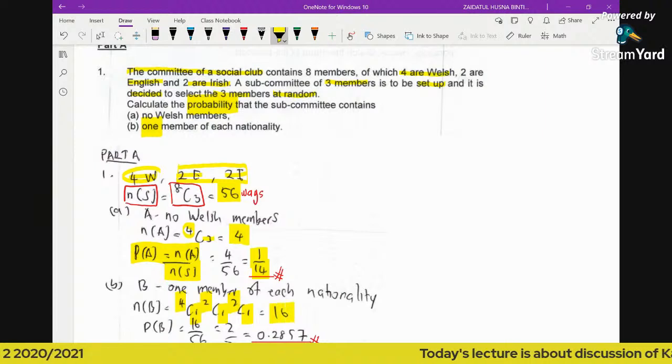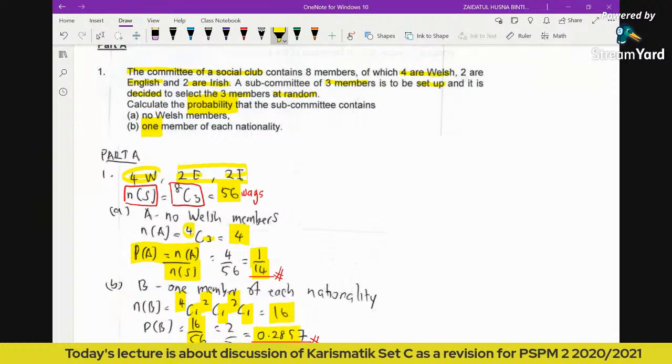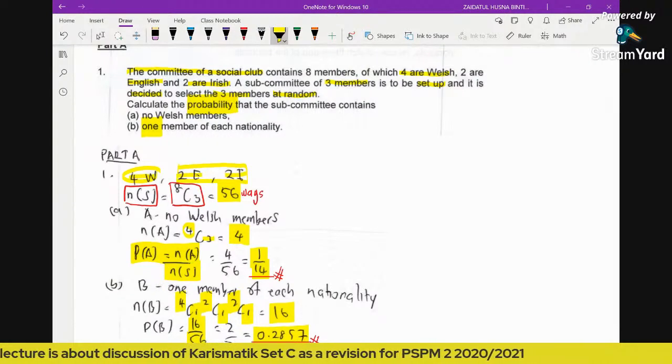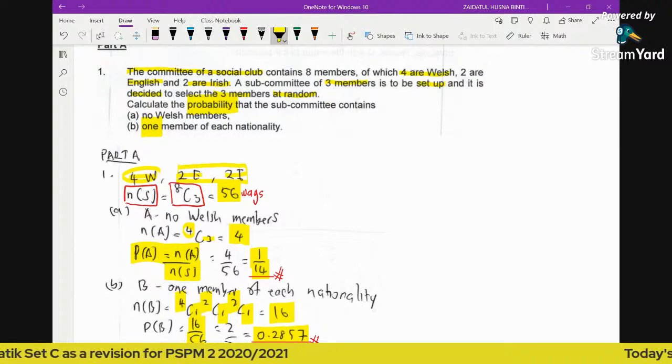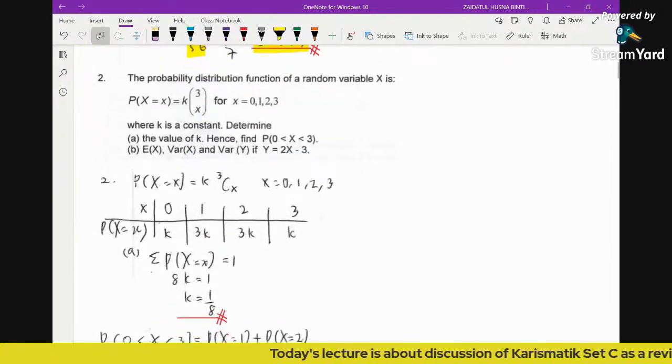So there are 16 ways of doing this, and in order to find the probability, we just divide the 16 by 56, and we have this answer. You may just leave the answer in fraction or in decimal, correct to 3 significant figures. So now let's continue.